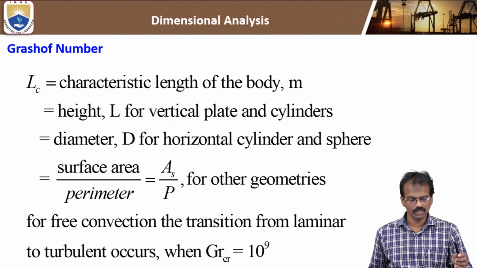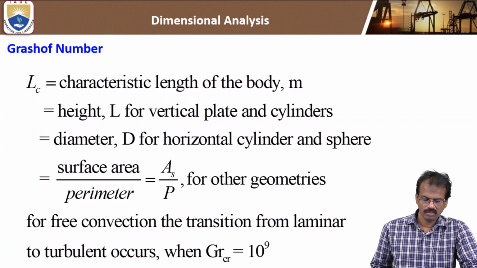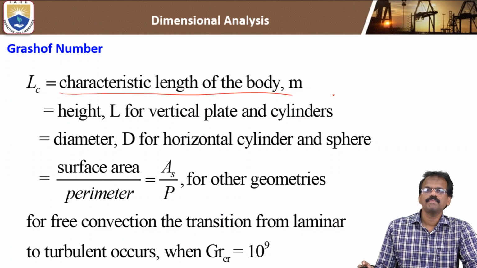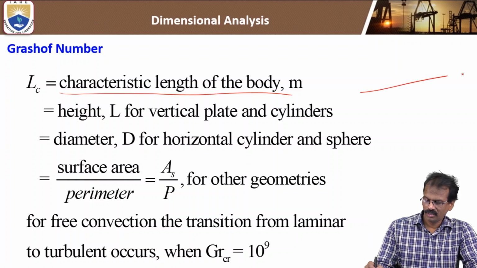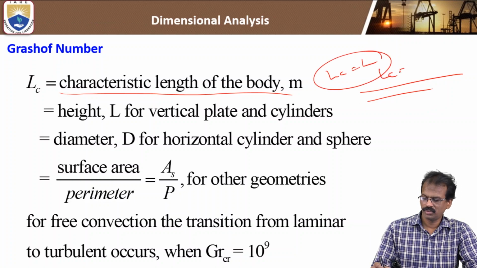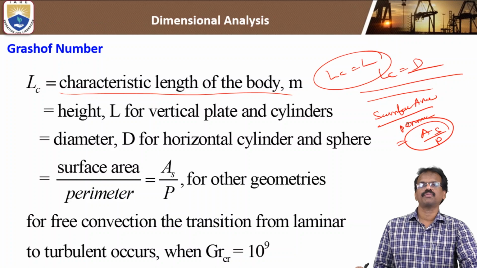Okay, now we'll see the characteristic length. The importance of characteristic length is a very important point to understand the flow. LC is the characteristic length of the body. For rectangular bodies, LC is nothing but L. For circular bodies, LC is nothing but D. For other objects, you can take surface area by perimeter, AS by P. By using this formula, you can find out the LC.